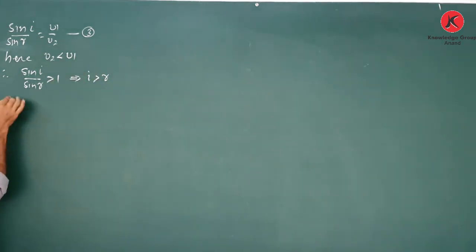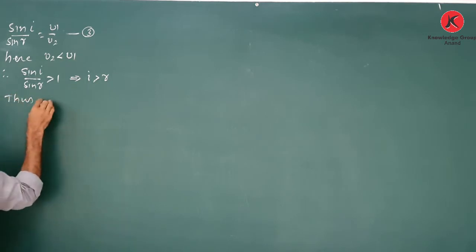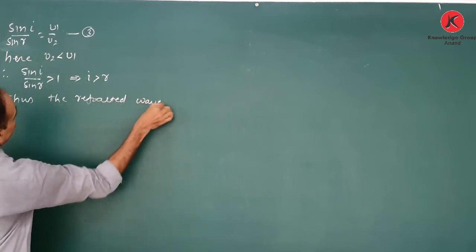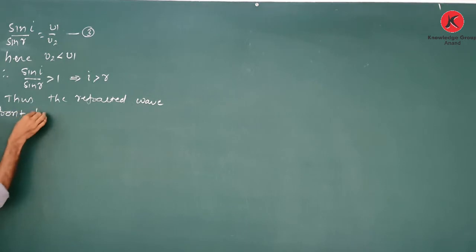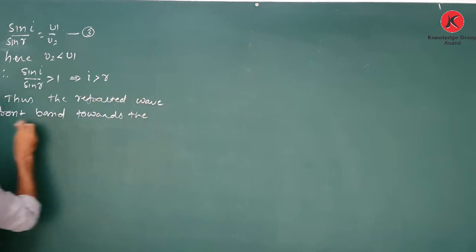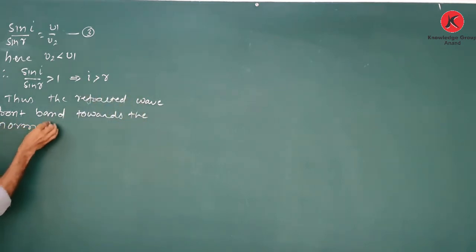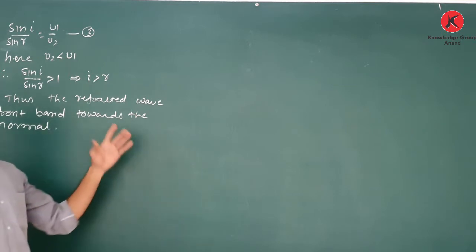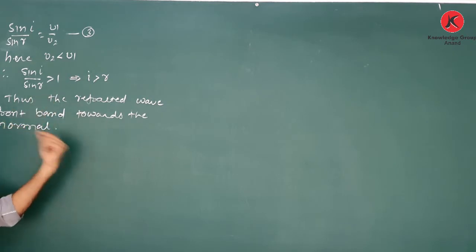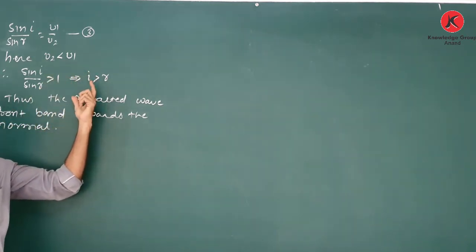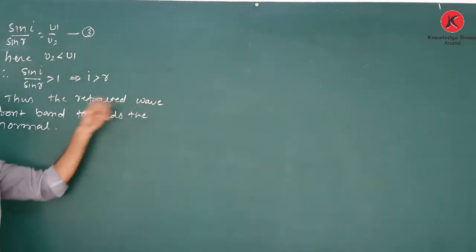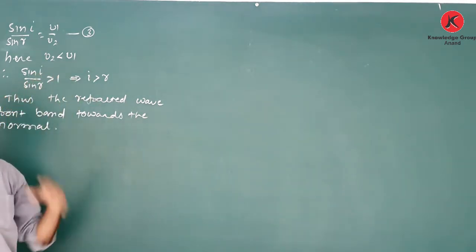Thus, the refracted wavefront bends towards the normal. So this is the phenomenon of refraction, as when the ray of light is traveling from the rare to the denser medium. Here, the plane wavefront is traveling from the rare to the denser medium. Here again, the refracted wavefront is bent towards the normal.